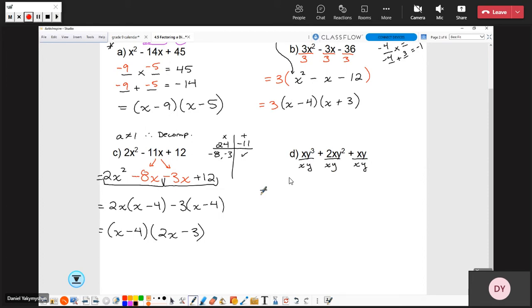Now we're really going to have to pull out our grade 9 exponent law rules here. So the x cancels with x. We're left with 1y squared. Okay. Plus 2x cancels with x, y2 will go away with that, and we're left with 2y. And then here, I believe it's just a 1. Anything divided by itself is just 1.